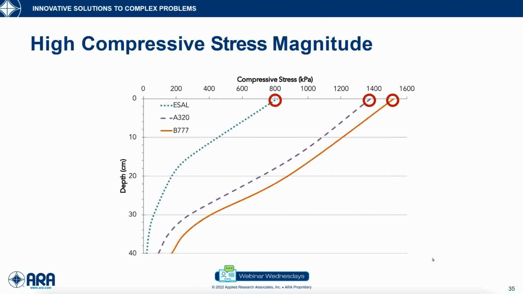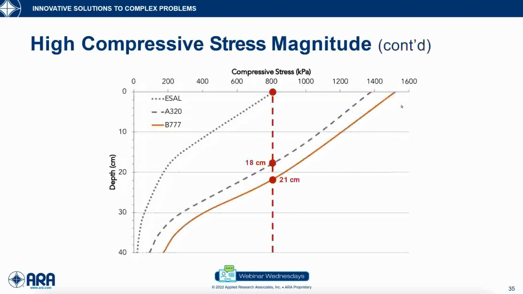So before going to the output from the software, we know that the compressive stress imparted by an 80 kilonewton axle is around 800 kPa at the surface. Now that imparted by an Airbus A320 and 777 are much higher. They go up to 1,400, 1,600 kPa. Now these are at the surface. So I know at the surface I have higher pressure from aircraft. But what about deep in the mixture?